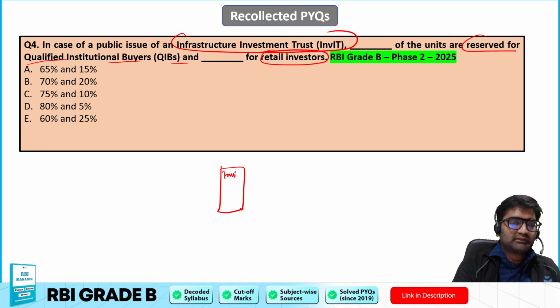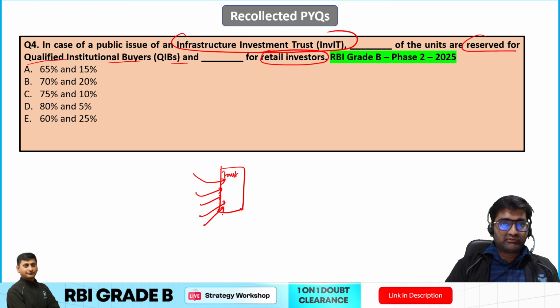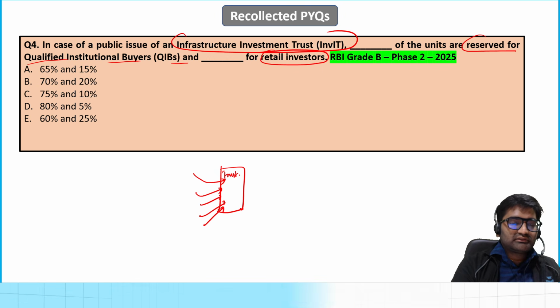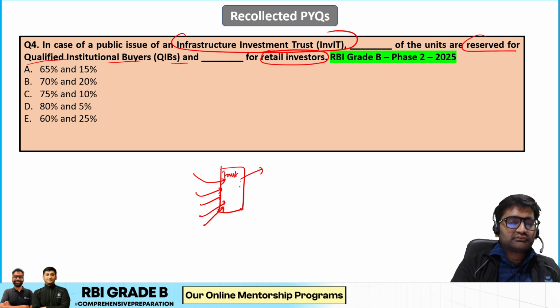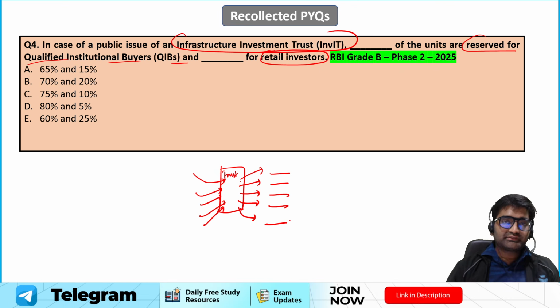Okay, a trust is established. What does a trust do? It will just collect money from a whole lot of people, like mutual funds do. They collect money from a whole lot of people. And this money which is collected, small amounts, is invested into the infrastructure projects.